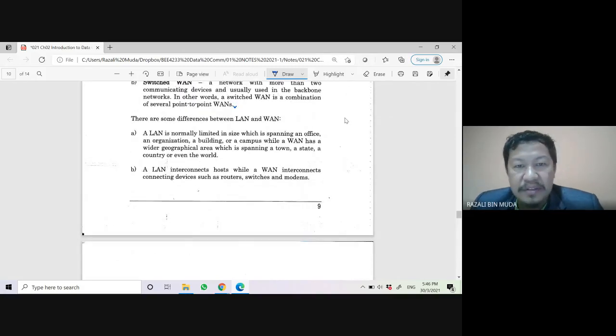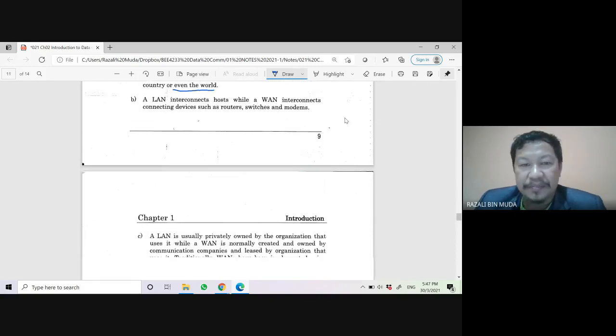There are some differences between LAN and WAN. A LAN is normally limited in size, spanning an office, organization, building, or campus, while a WAN has a wider geographical area, spanning a town, state, or country, or even the world. Like the example just now, one in Toronto, one in London, one in New York. So a LAN interconnects hosts while a WAN interconnects connecting devices such as routers, switches and modems.